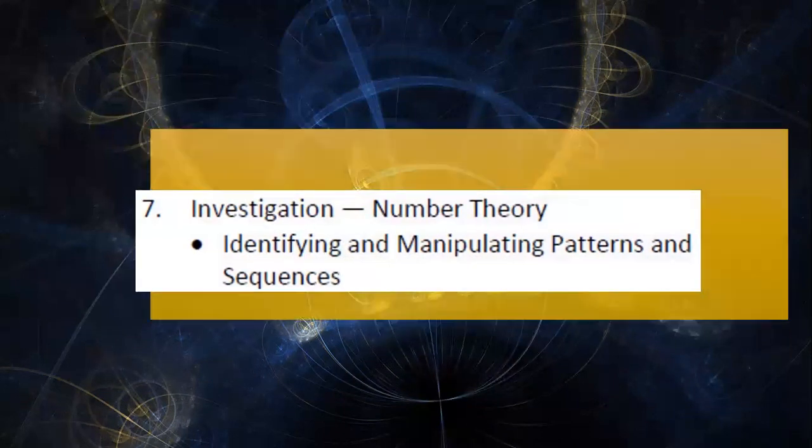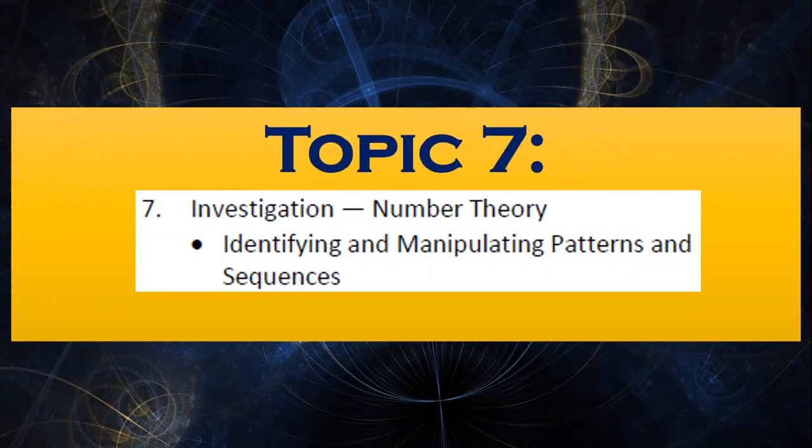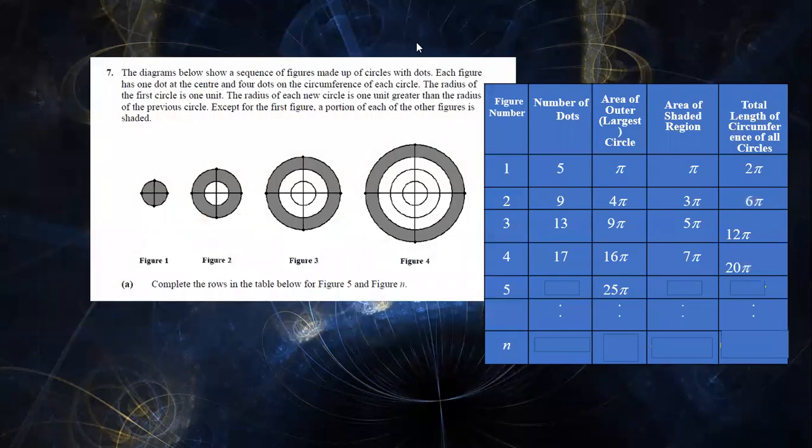Now we get to topic number 7, the investigation, manipulating patterns and sequences. So let's look at this question here. The diagram below shows a sequence of figures made up of circles and dots. Each figure has 1 dot at the center and 4 dots on the circumference of each circle. The radius of the first circle is 1 unit. The radius of each new circle is 1 unit greater than the radius of the previous circle. Except for the first figure, a portion of each of the other figures is shaded.